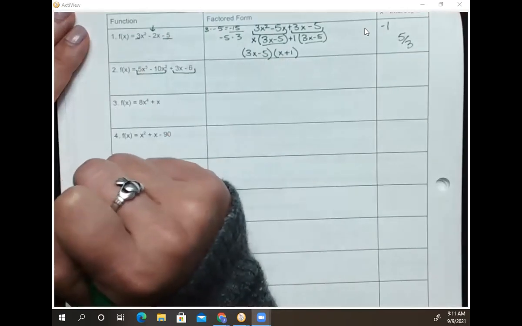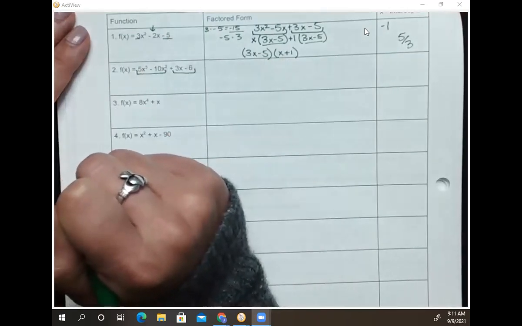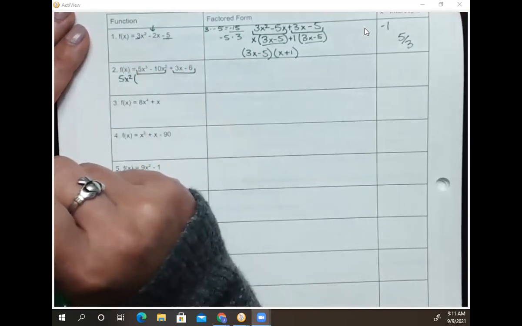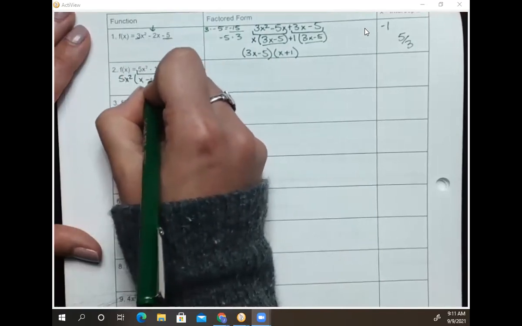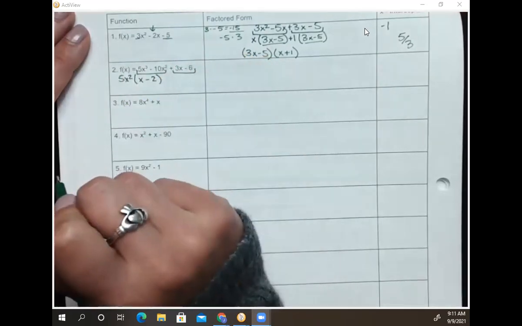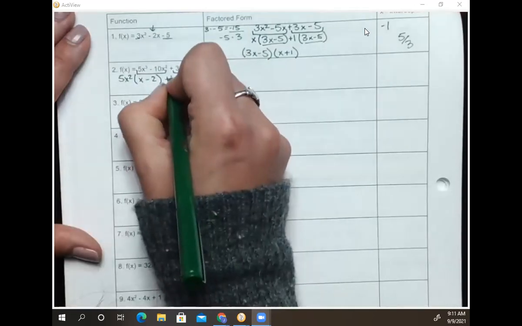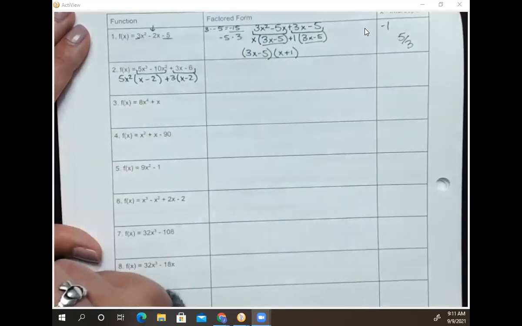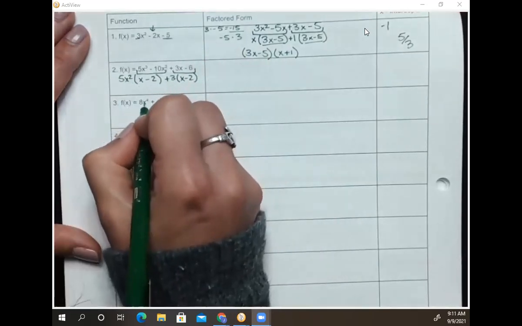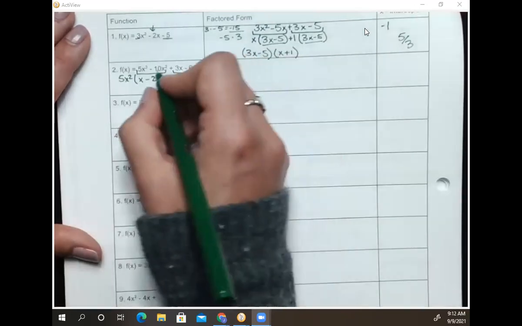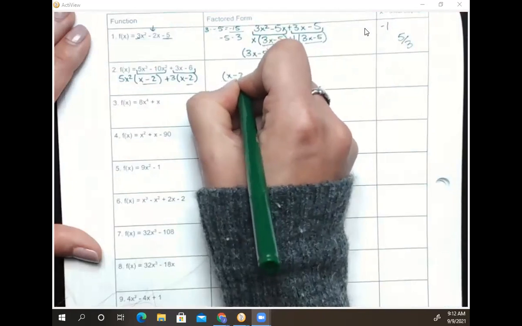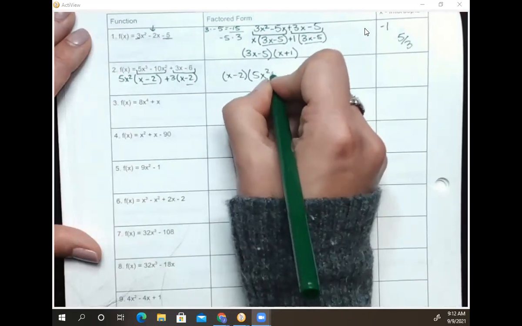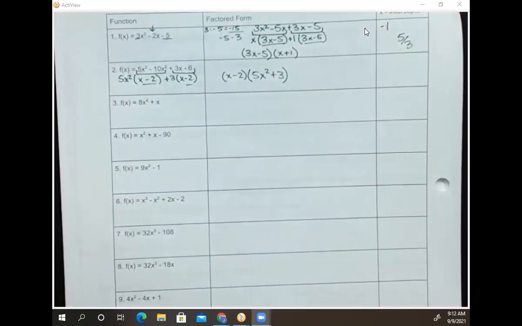What's the GCF for my first group? Perfect, 5x squared. What's left over when I take out that 5x squared? X minus 2. How about my second group? What's my GCF there? 3. What's left over? Good. And now what's the next thing I'm going to pull out here? Yeah, x minus 2. My stuff in parentheses is the same, so I'm going to pull that out. And what's left over? 5x squared plus 3. Good.